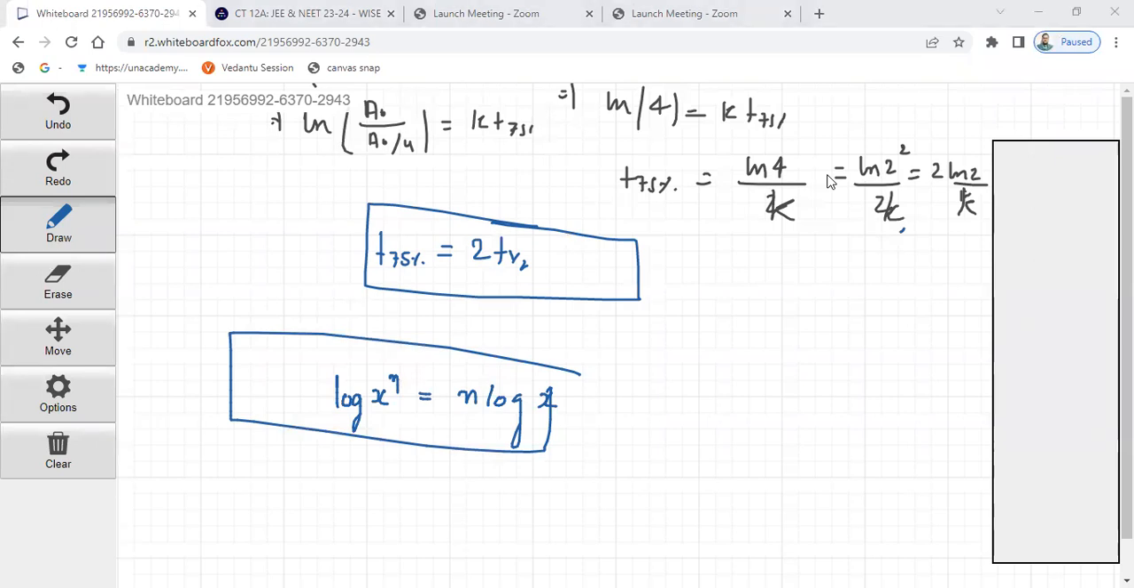What is log? No doubt, sir. Sure. Any doubt?